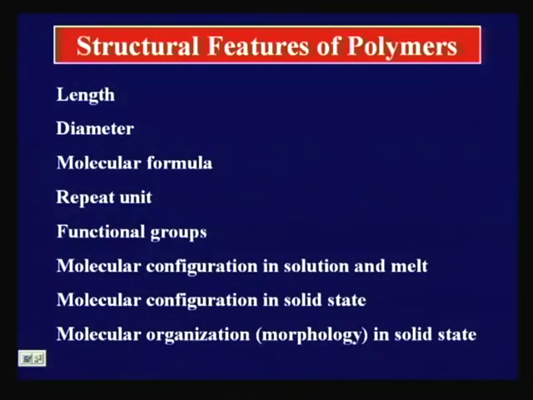So, this kind of molecular configuration, the geometric disposition of the molecule and its segments, in solution and in melt, is a kinetic, dynamic situation. Then, when it is frozen, it becomes solid. So, what is the configuration in the solid state? If a material is just frozen from its solution or melt, it will be set in position. But if it is annealed, or slowly allowed to configure, then the organization of the molecule will be of a different kind. This is molecular organization, morphology in the solid state. We can have amorphous morphology, we can have crystalline morphology, like that.